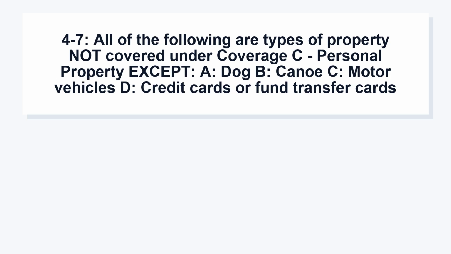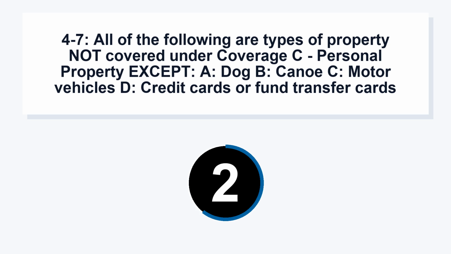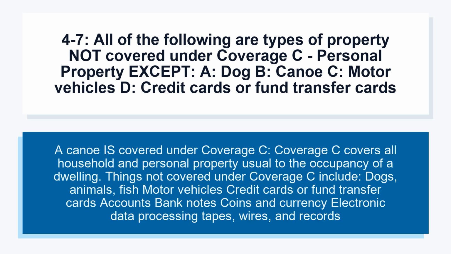All of the following are types of property not covered under Coverage C, personal property, except: A. Dog. B. Canoe. C. Motor vehicles. D. Credit cards or fund transfer cards. A canoe is covered under Coverage C. Coverage C covers all household and personal property usual to the occupancy of a dwelling. Things not covered under Coverage C include dogs, animals, fish, motor vehicles, credit cards or fund transfer cards, accounts, banknotes, coins and currency, electronic data processing tapes, wires, and records.